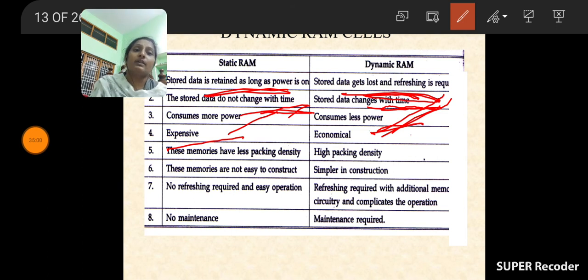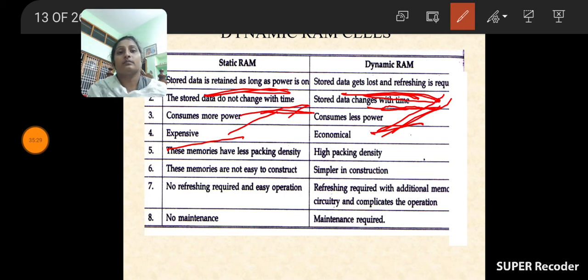And in dynamic RAM, even though the construction is simple, the data is erased if the power supply is switched off. And see here, no refreshing is required and the operation is easy for static RAMs. No refreshing means saving every time is not required for static RAMs. But for dynamic RAMs, refreshing is required with additional memory circuitry, which complicates the operation.